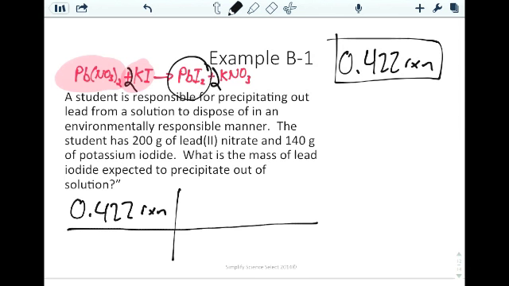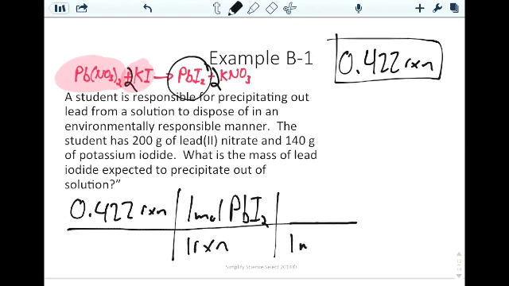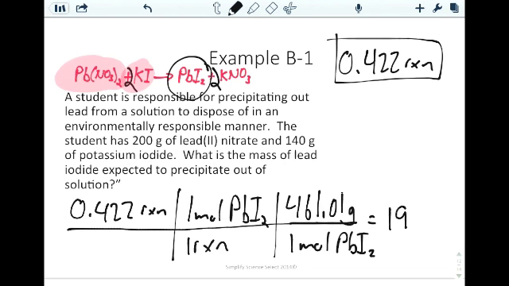So in one reaction, we have 1 mole of lead iodide, lead 2 iodide. Okay, and then all we have to do is just get it into grams. So 1 mole of lead 2 iodide has a molar mass of 461.01 grams, which we multiply out, 0.422 times 1 times 461.01, we get 194.55 grams, and that's the theoretical yield of our lead iodide.